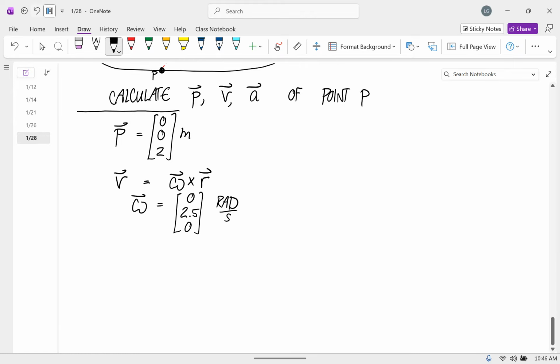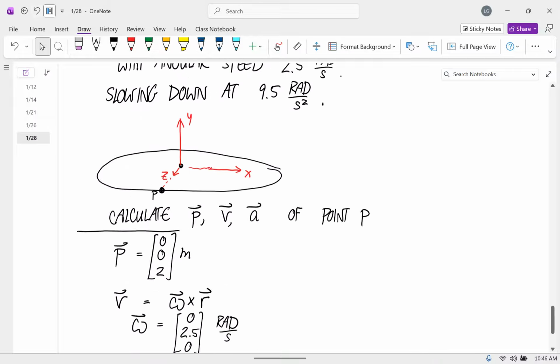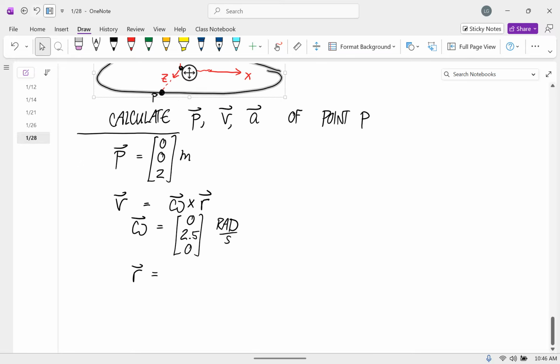And now the r vector. So think of the definition of the r vector. It is from the center of the circular motion to the point we care about. So in this problem, that is from the center of the circle here to P. So that's going to be the same as the position vector in this case. Okay. So r is equal to 0, 0, 2.